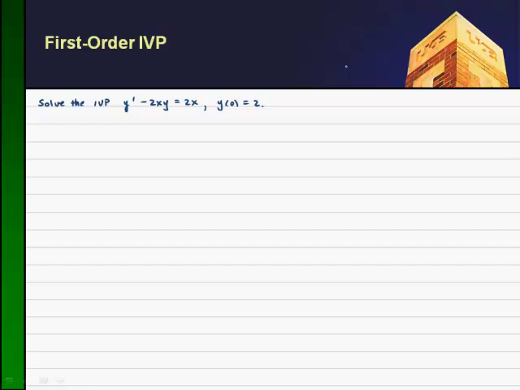Some are neither linear nor separable. Some are strictly linear and some are strictly separable. Okay, so let's go ahead and try the linear technique on this initial value problem. So the first thing I want to do is recognize the p of x function, and from there I'll find the integrating factor.